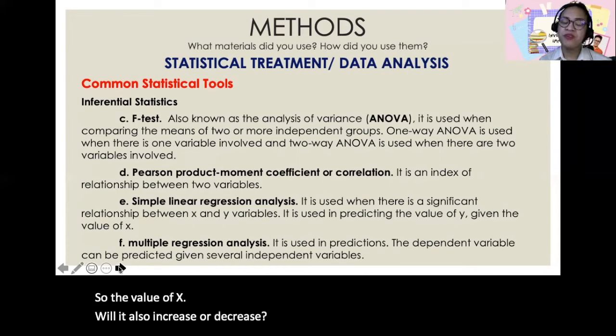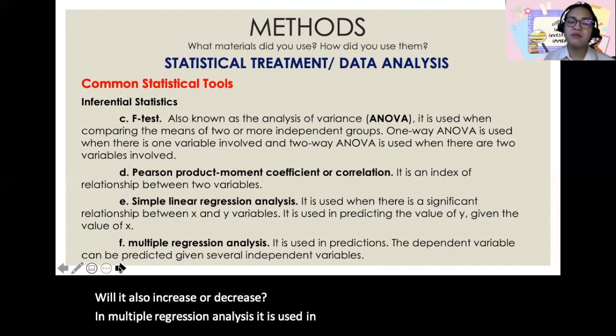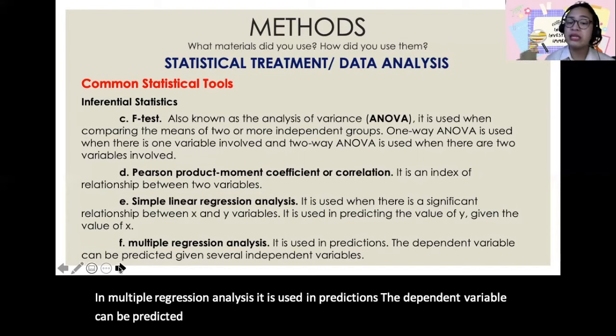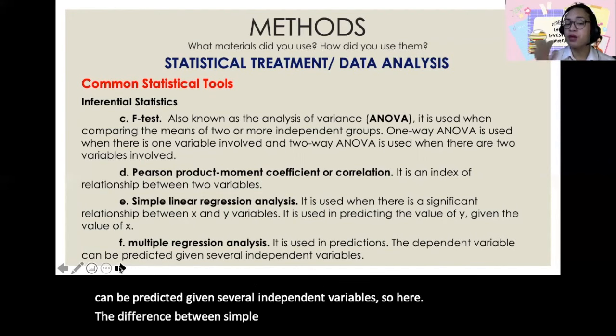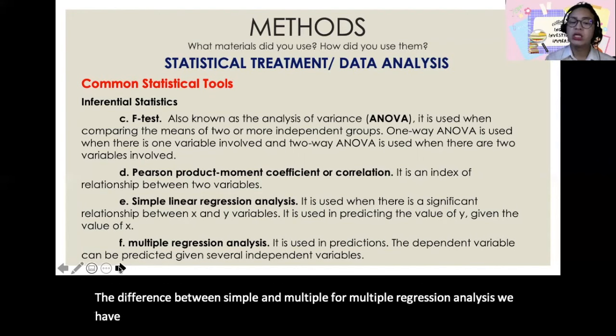And multiple regression analysis, it is used in predictions. The dependent variable can be predicted given several independent variables. So here, the difference between simple and multiple: for multiple regression analysis, we have several independent variables, while for simple linear regression, we will only have one independent variable.